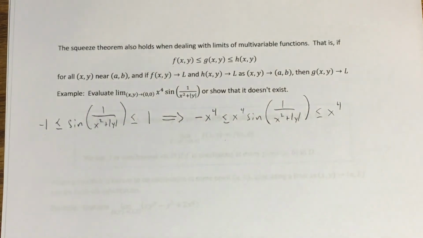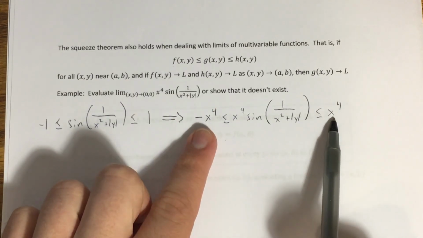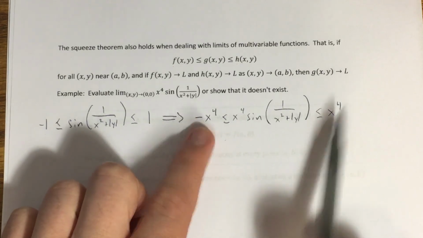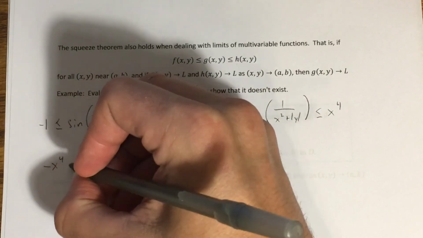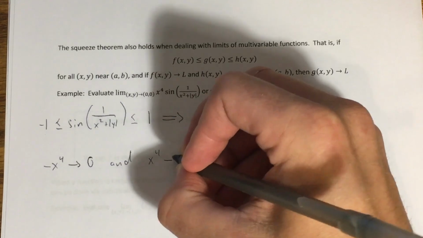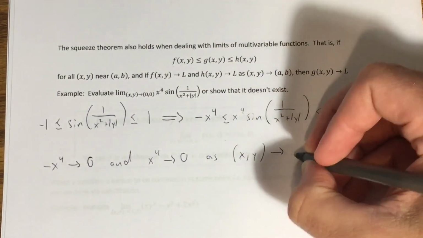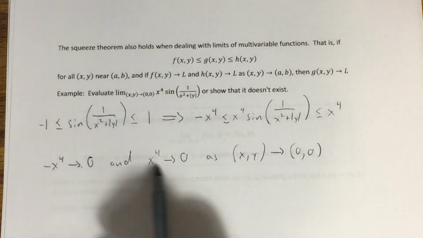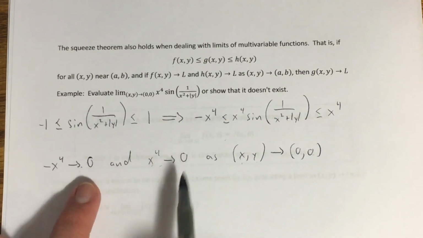Okay, so the squeeze theorem says that once you've established this, take a look at the two outside functions, negative x to the fourth and positive x to the fourth. What's happening to these functions as (x,y) approaches (0,0)? Well, negative x to the fourth will approach 0, and positive x to the fourth will also approach 0 as (x,y) approaches (0,0). Notice the fact that y is approaching 0 is not important because the y doesn't show up here, but x is approaching 0, which causes both of these functions to approach 0.